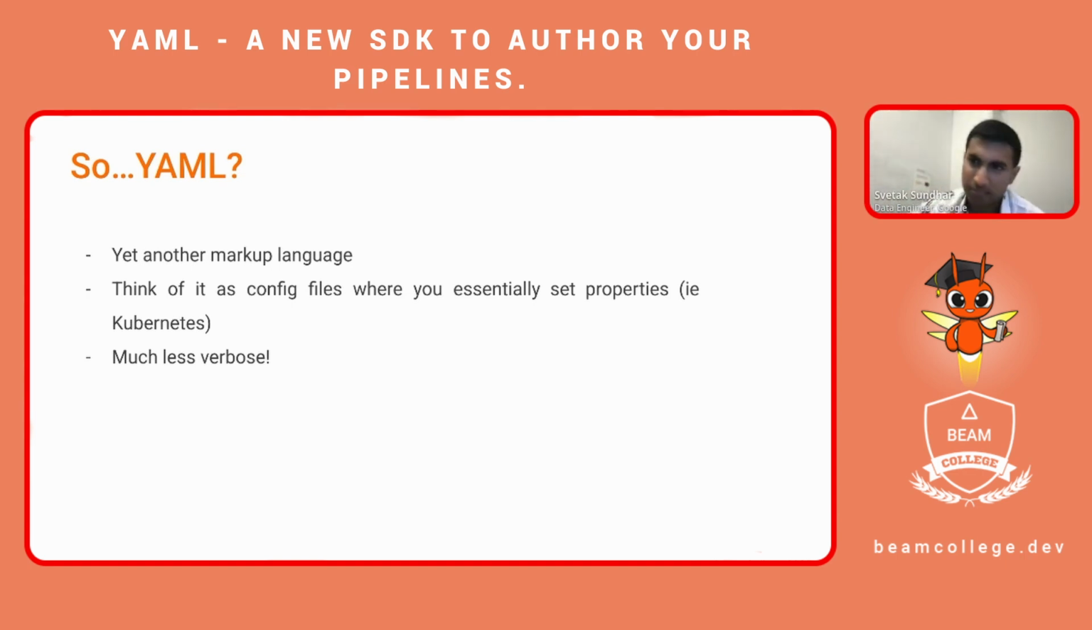The key here is that you're not going to need to know the specific semantics of a programming language, especially for simpler pipelines, to write a YAML config. You can simply write your configs out and chain the transforms. And I'll show you multiple examples of that as we move forward.